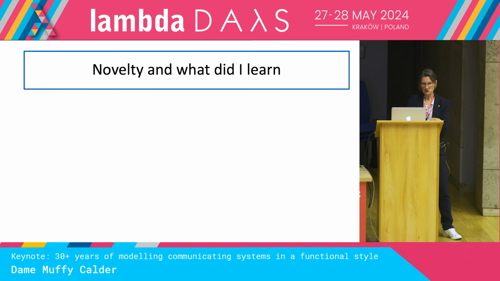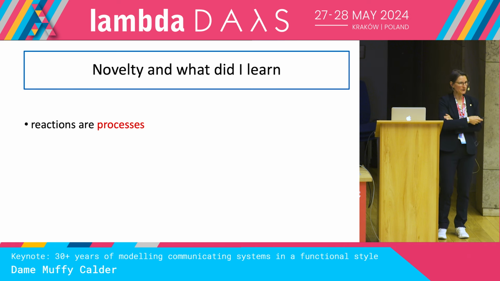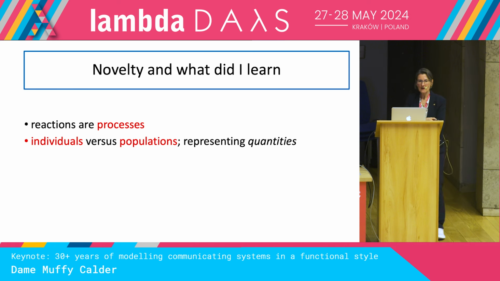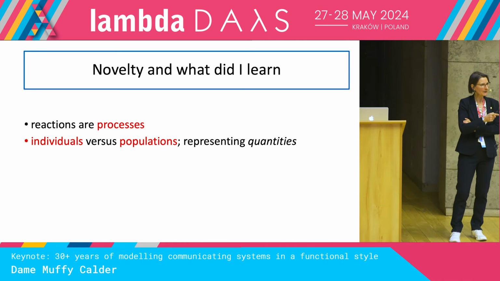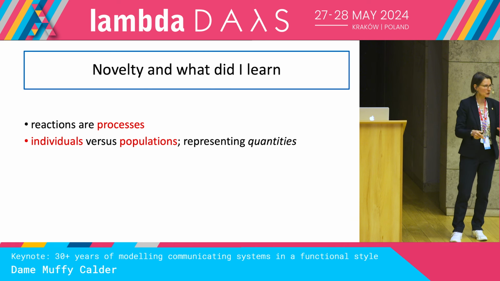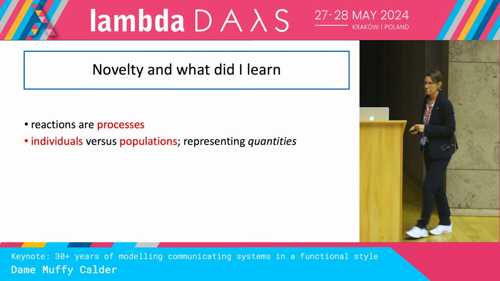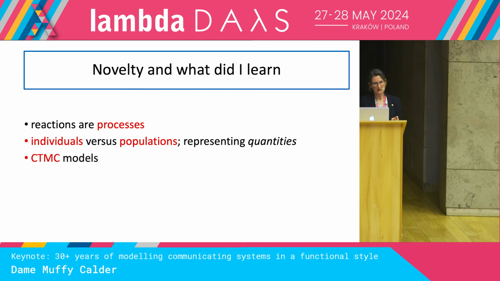What did I learn from doing this? Reactions are processes. Individuals versus populations. This is not something I had thought about in computer science before. Typically we have 3 machines and 1 router, or 100. We don't typically talk about populations. So it's about representing quantities. I hadn't worked with CTMC models before.